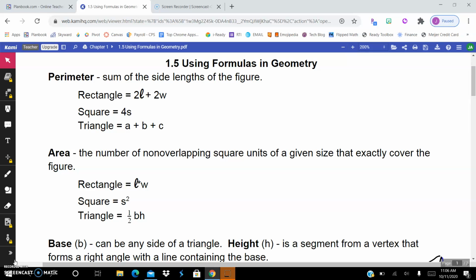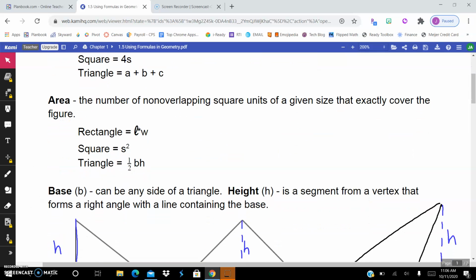Area is the number of non-overlapping square units of a given size that exactly cover the figure. So if you want to think about area, think about putting carpet down on the floor or how much paint you would need to cover a wall and those types of things. For a rectangle, you would simply take the length times the width. For a square, you would do side times side, which is side squared. And for a triangle, you would do 1/2 times the base times the height.